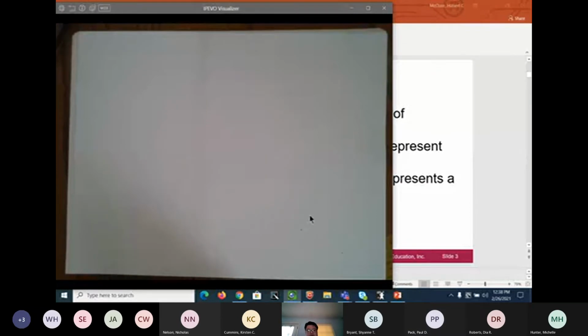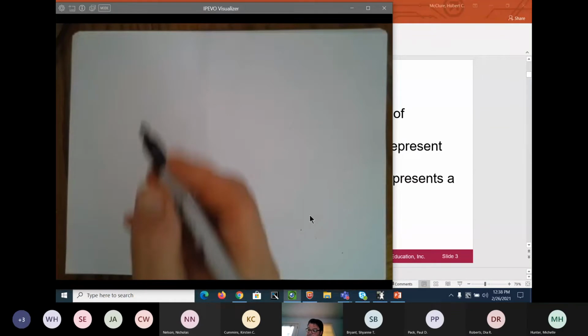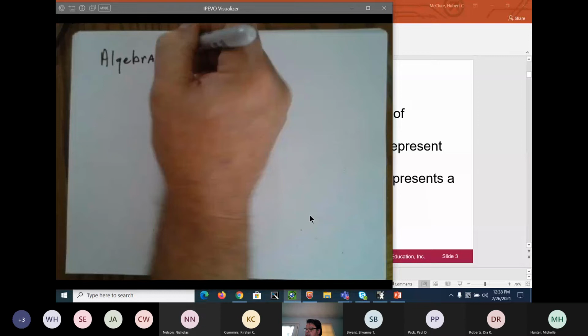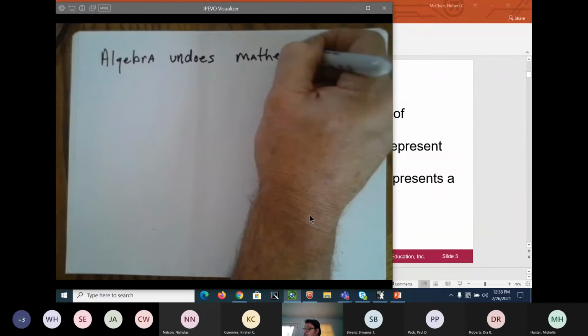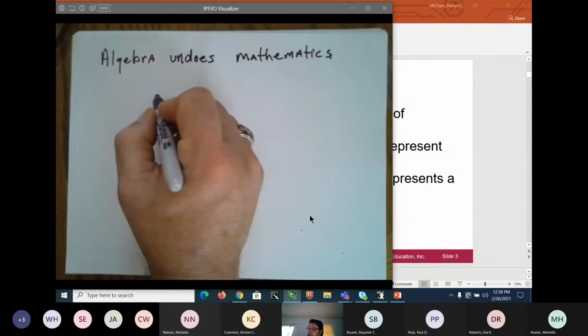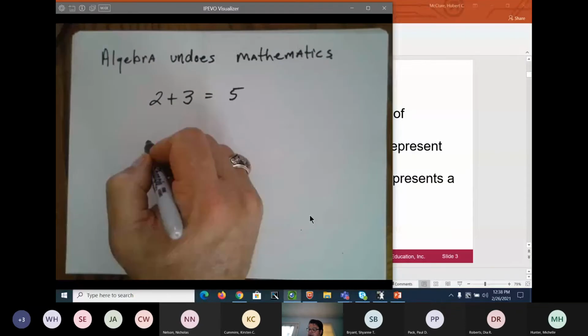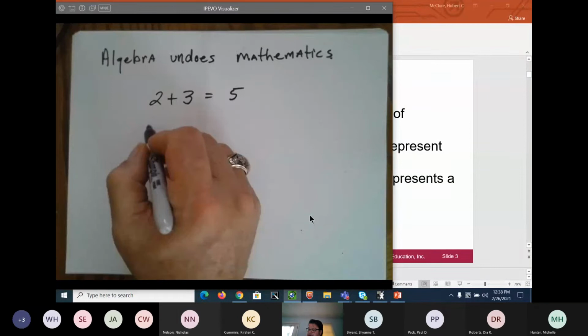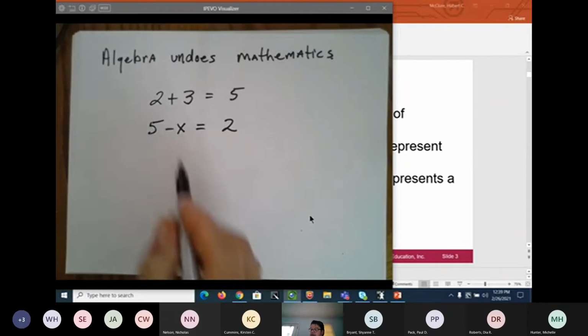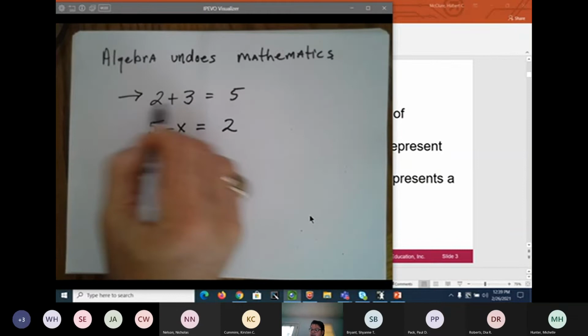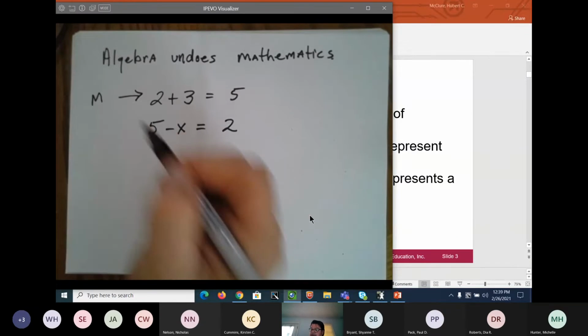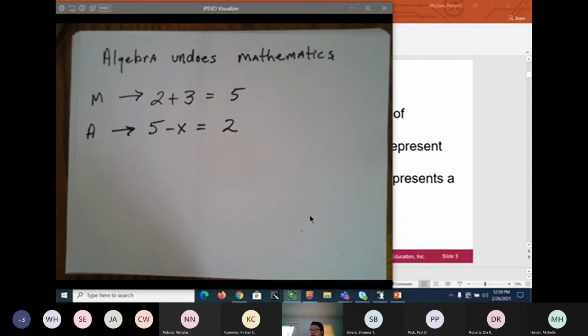All right, so what is algebra? Algebra undoes mathematics. 2 plus 3 is equal to 5. 5 minus x is equal to 2. See, this is a mathematical sentence. This is an algebraic sentence. Okay, so you need to be able to tell the difference between the two.